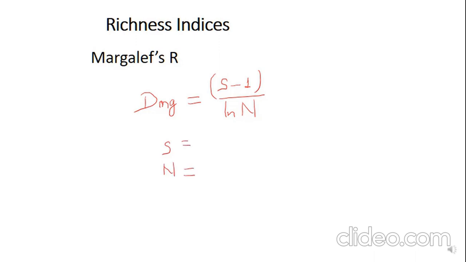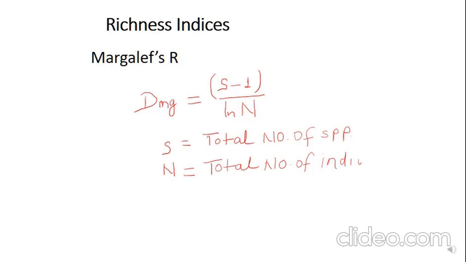S represents the total number of species, and n is the total number of individuals in the sample.